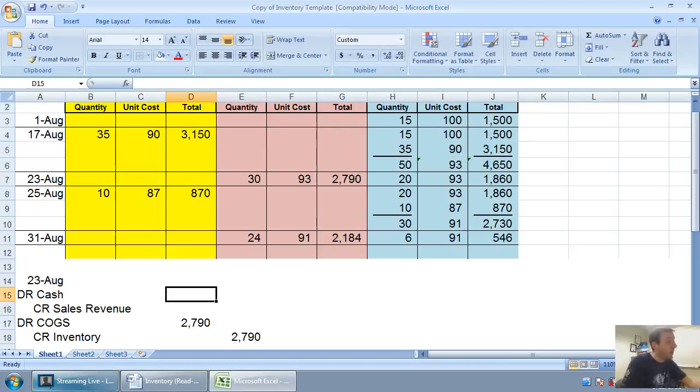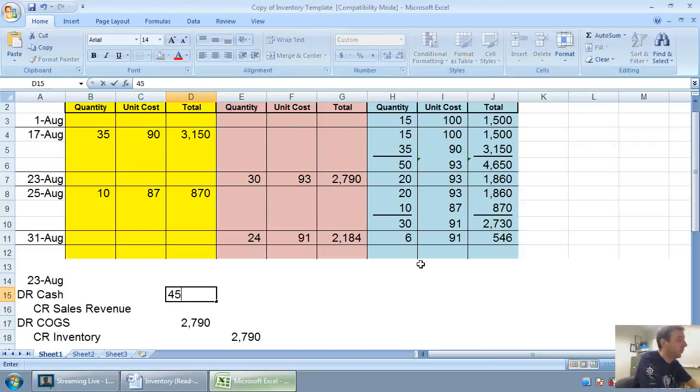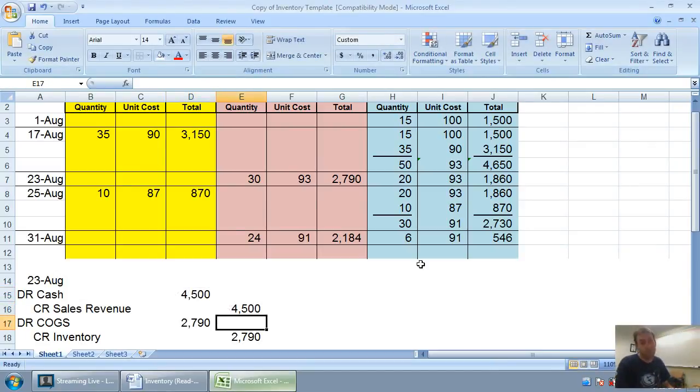The debit to cash and credit to sales, I've just got to look at my chart. I sold 30 units at $150 a piece. 30 times 150 is still $4,500, just the same as when we did FIFO method. There's our journal entry for August 23rd.